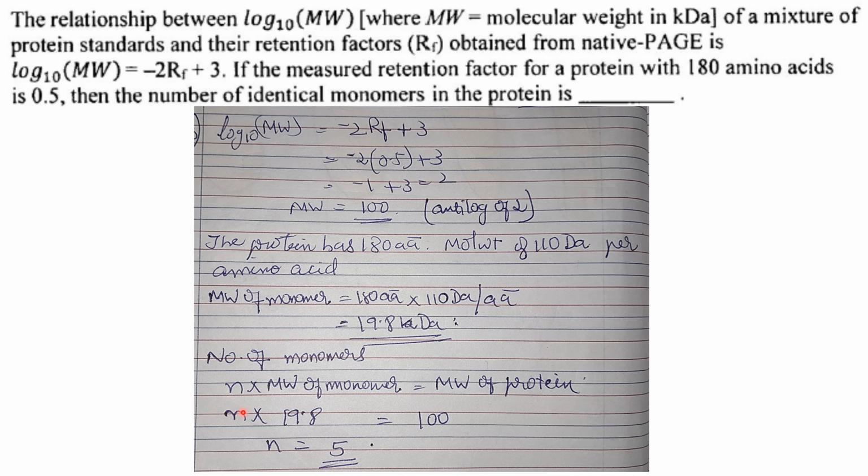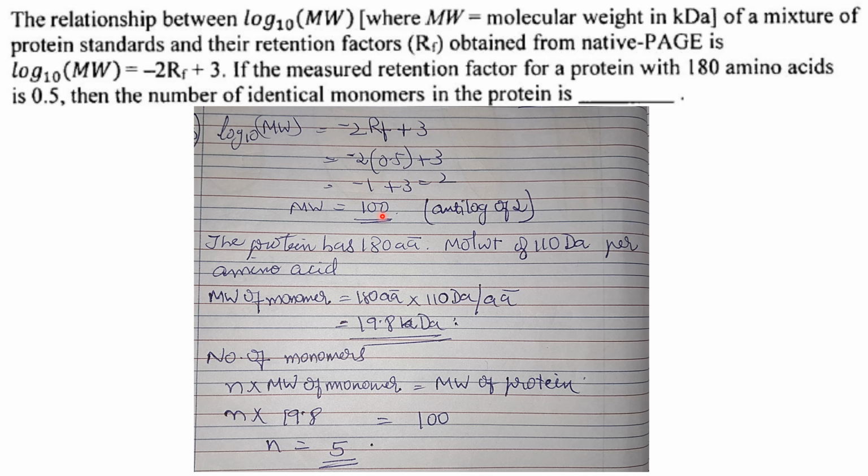Okay. So number of monomers is given by the formula N into molecular weight of the monomer. You have to calculate the molecular weight of the monomer. For that, you should know the molecular weight of the protein. That you can get from this formula. So log 10 molecular weight of protein is equal to minus 2 RF plus 3. RF value is 0.5. So minus 2.5 plus 3, that will give you log molecular weight of 2. Antilog of 2 is 100. It is log to the base 10. So molecular weight is 100.